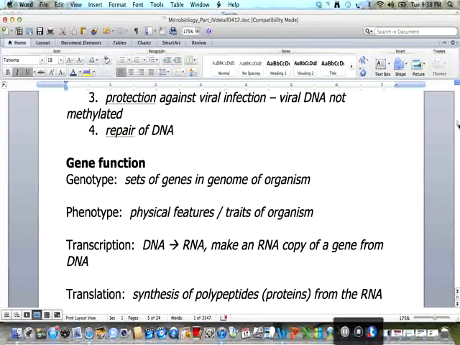This is a continuation of the lecture from Unit 4. The genotype is the set of genes in an organism, but not all of these genes are expressed. The phenotype is the physical features or traits of the organisms. Transcription is the process of synthesizing an RNA copy of a gene from the DNA. Translation is the process of synthesizing polypeptides or proteins from the RNA copy.